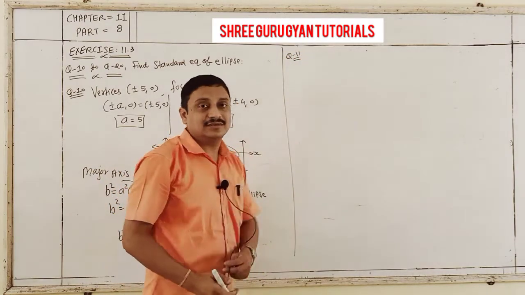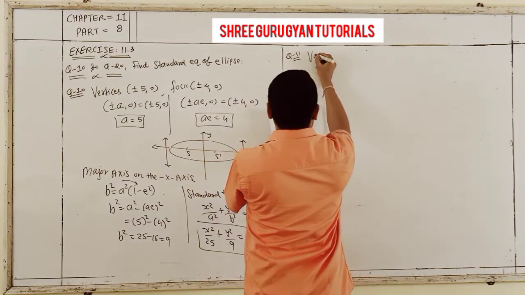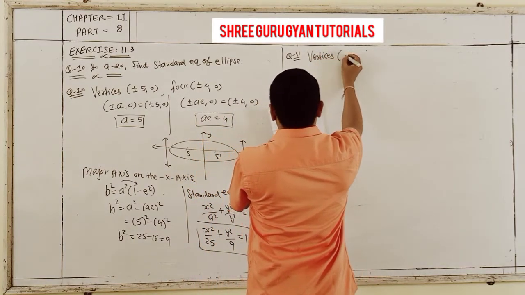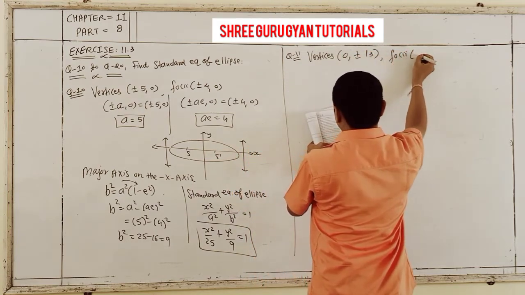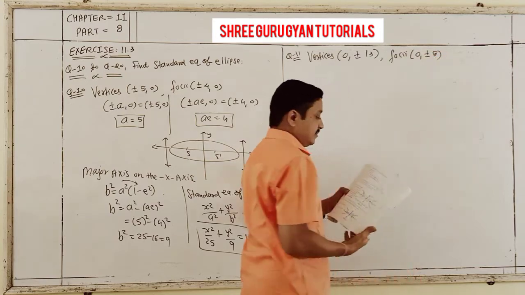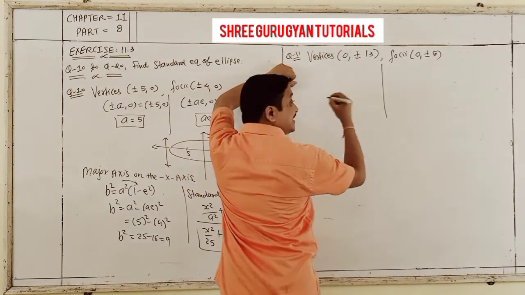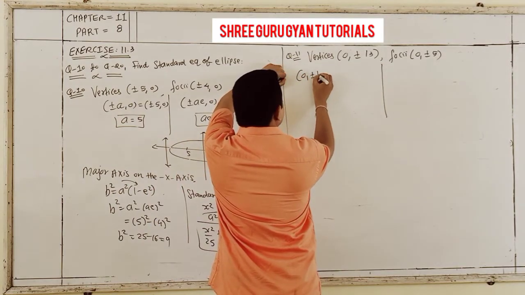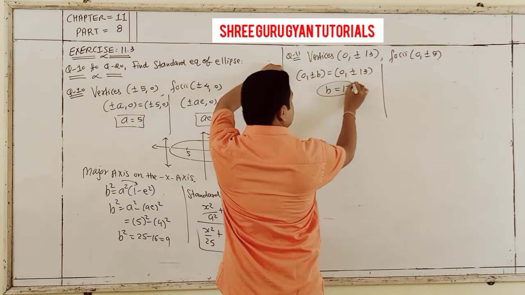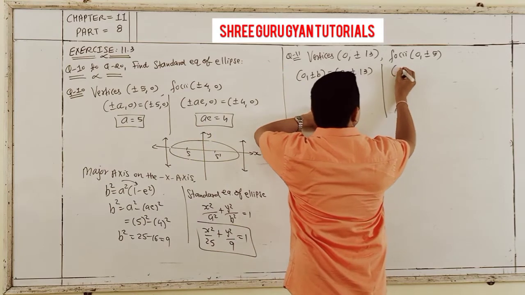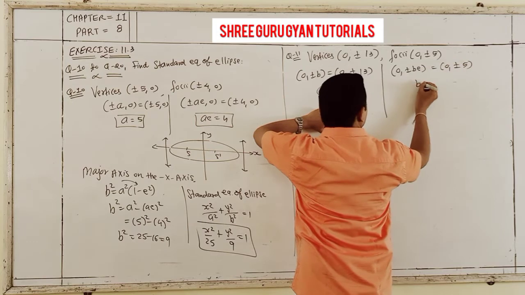Now the 11th one. Same is given, just only vertices 0 comma plus or minus 13 and foci 0 comma plus or minus 5. Students, here also simple. Focus on which axis? Y axis. And vertex 0 comma plus or minus b, 0 comma plus or minus 13, b becomes 13. And here focus 0 comma plus or minus b e, you know the formula, be is equal to 5.